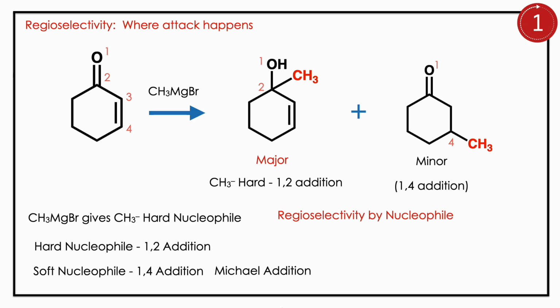Here methyl magnesium bromide is there. It will only give a hard nucleophile, CH3 minus. CH3 minus always attacks the second position. So 1,2 addition happens. An alcohol forms, the methyl attacks the 1,2 position. So it is called 1,2 addition. The concept we outlined here is regioselectivity promoted by the reagent. The final product is the 1,2 addition.